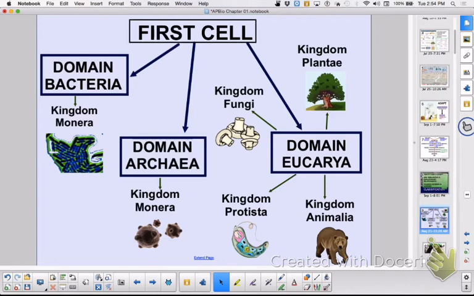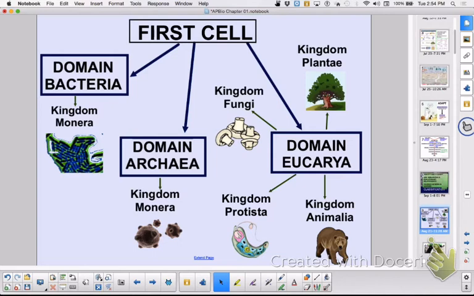Are the other two domains, bacteria and archaea, both made out of prokaryotic cells? Yes. Bacteria is more universal. It's everywhere. It's on the keyboard you're typing on right now, all over your skin. Archaea are your more extremophiles, and we'll be talking about those when we get into classification. I'm just introducing them here.